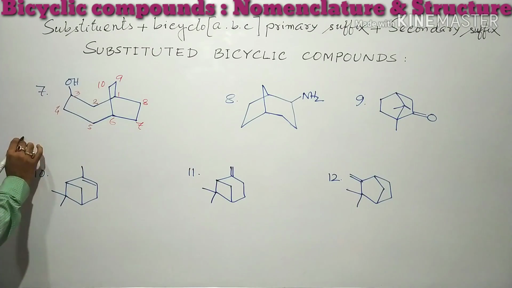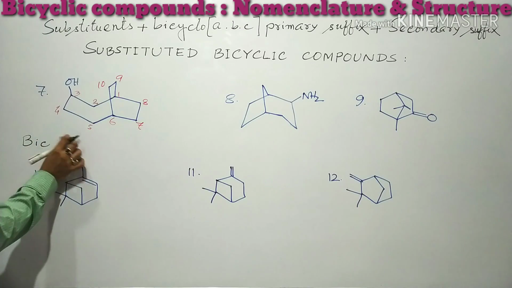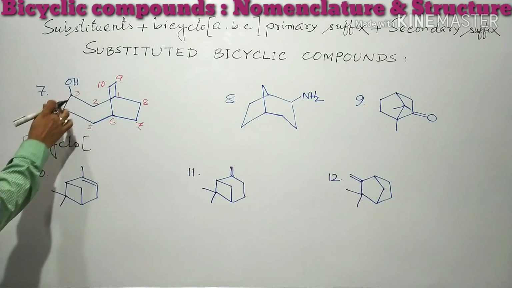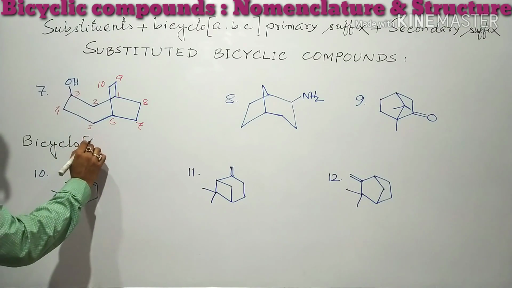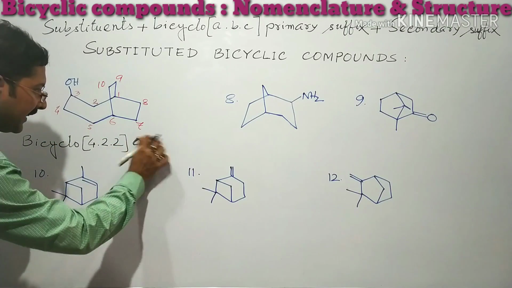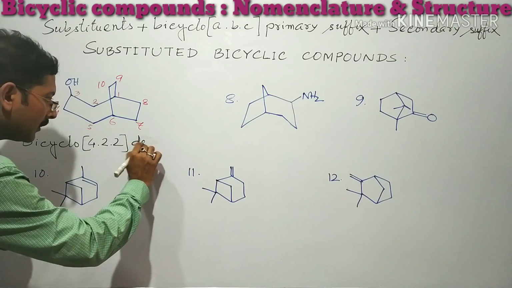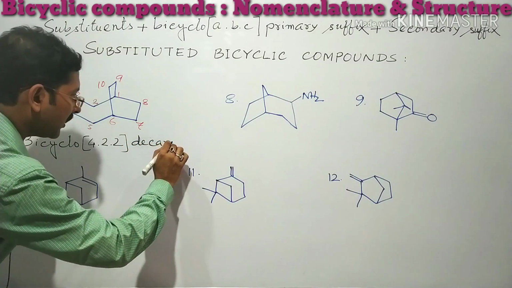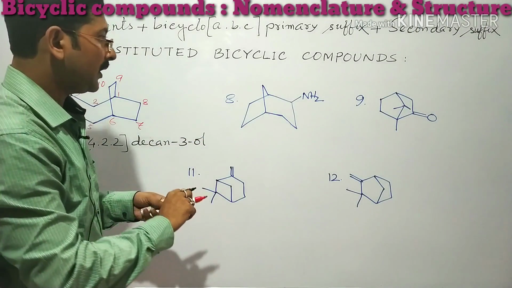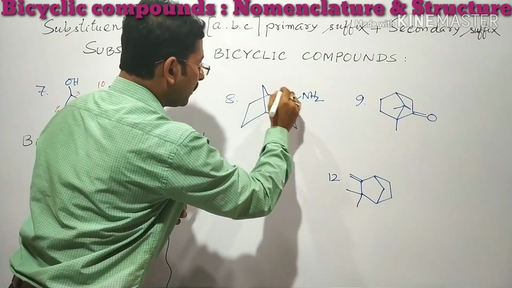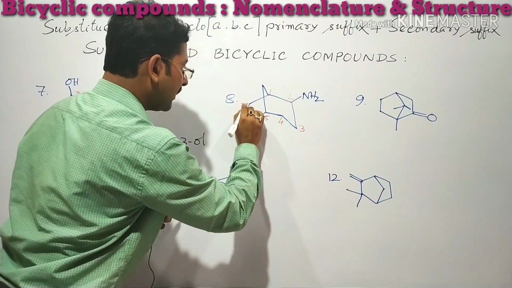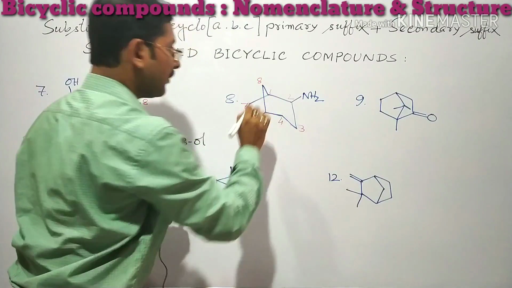So the name of the compound is bicyclo. 1, 2, 3, 4 carbons are there, 2 and 2 there. So 4, 2, 2. 10 carbons, that is decan-3-ol. Alcohol is there. The next compound, the numbering starts from here: 1, 2, 3, 4, 5, 6, 7, and this is your carbon number 8.